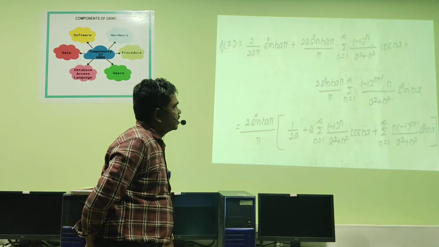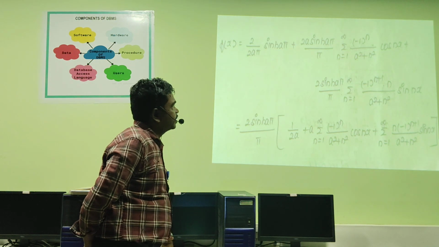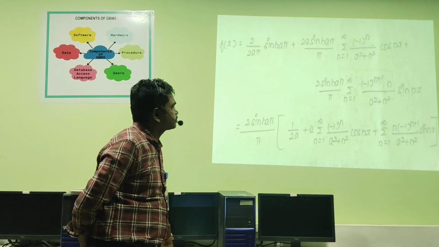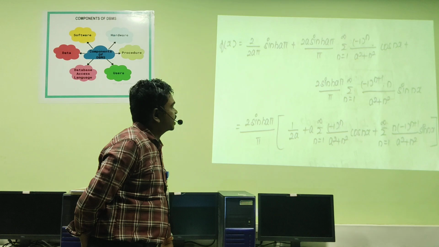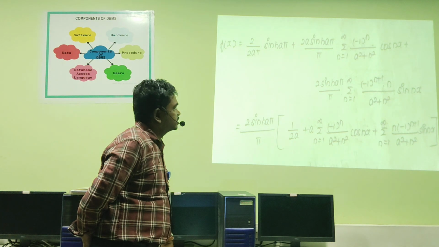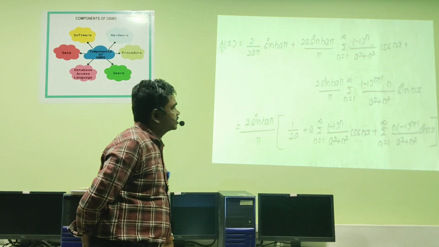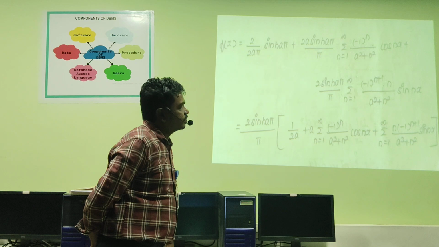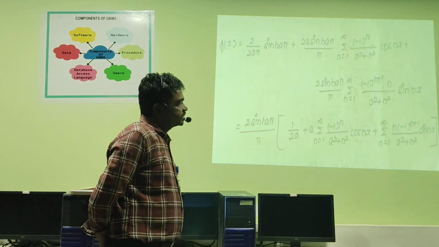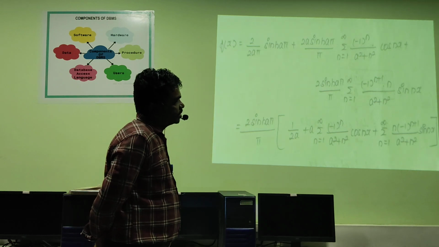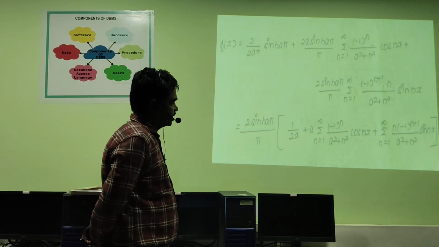So the common term is 2 sinh(a pi) by pi. So you will take that outside from here. So 2 sinh(a pi) by pi, bracket 1 by 2a plus a is constant outside, a sigma n=1 to infinity (-1)^n by (a square plus n square) cos nx plus sigma n=1 to infinity n (-1)^(n+1) by (a square plus n square) sin nx.